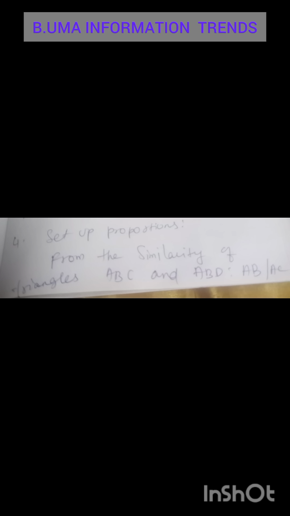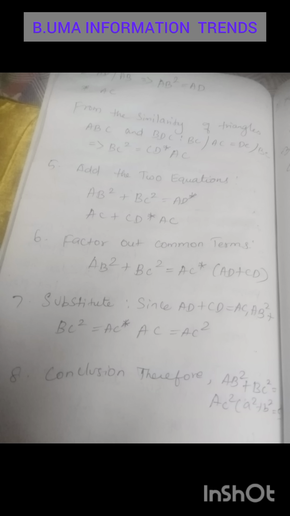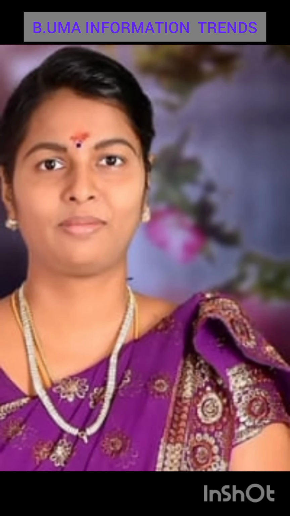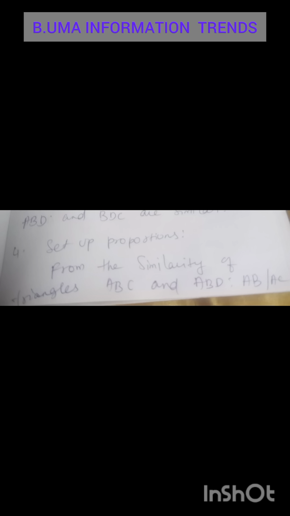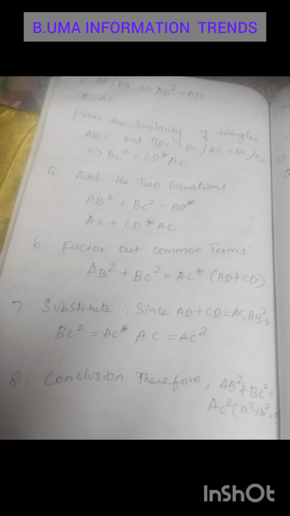Number 2. Construct perpendicular. Draw a perpendicular line BD from point B to the line AC. This divides the triangle into two smaller triangles ABD and BDC. Number 3. Prove similarity. Triangles ABC, ABD and BDC are similar.